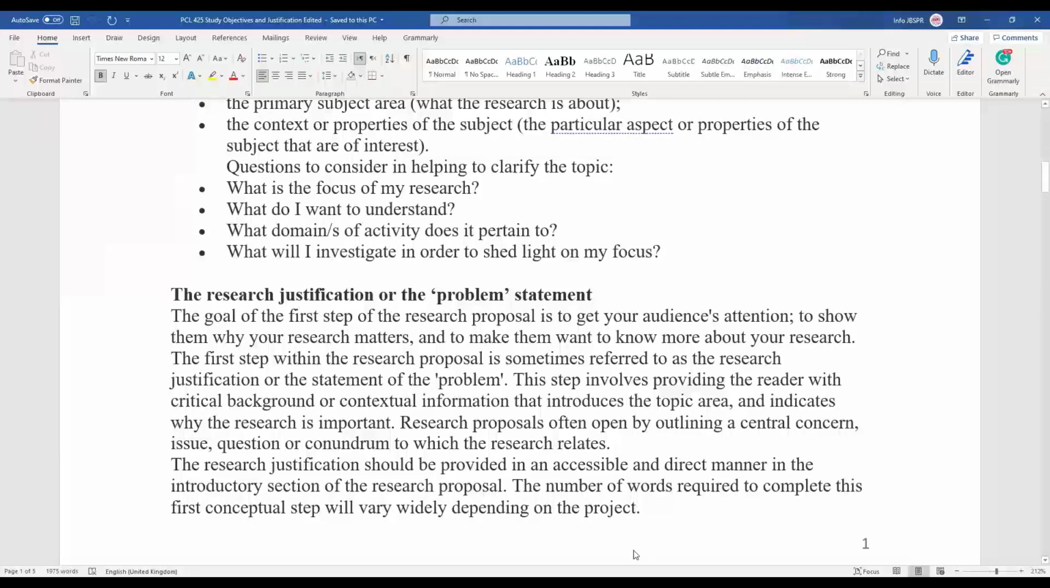Then you now go to the research justification or the problem statement. Now, when you are writing your problem statement or justification in the research proposal, you want to get the audience's attention, or the reviewer's attention, or your supervisor's attention. Like I said, they're looking at it as your project, your final year project. When you are writing a proposal, you want to put these things in.